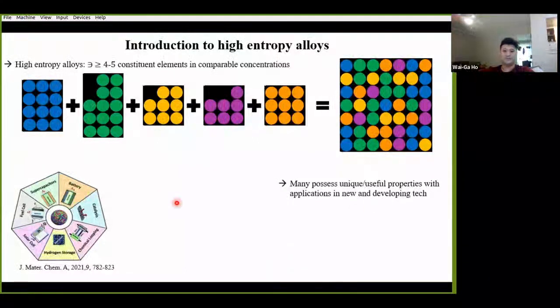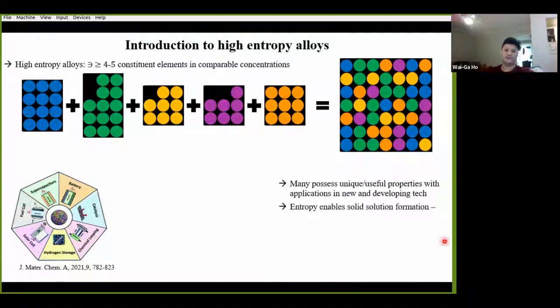All this being in hopes of developing the next generation of materials and technology. So if anyone's interested, there's a small graphic here with a few possible applications for high entropy alloys and technology. But that's just a general motivation, right?